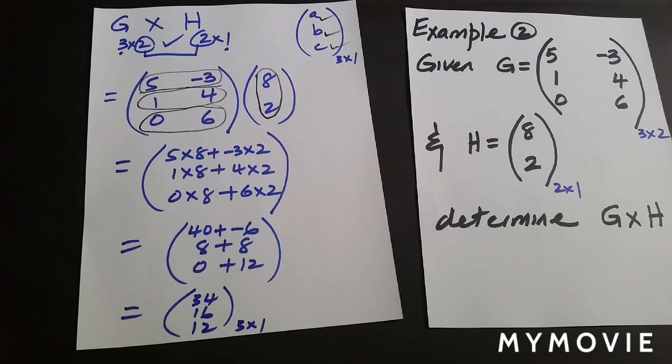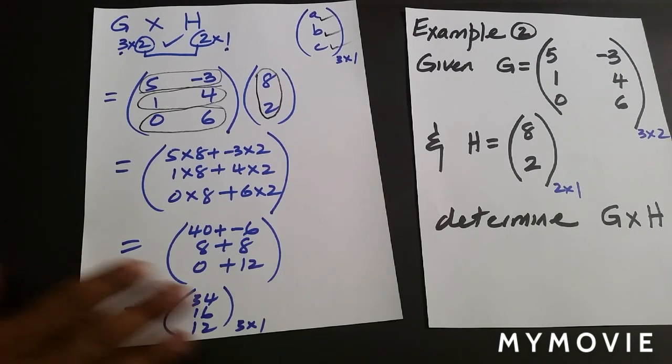So you can clearly determine easily if two matrices can be multiplied to each other, and you can clearly determine what your answer should look like, which means what is the order of the matrix that you should end up with. All right, so I'm going to end the video here.